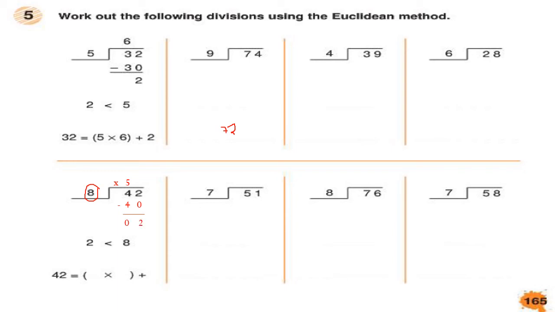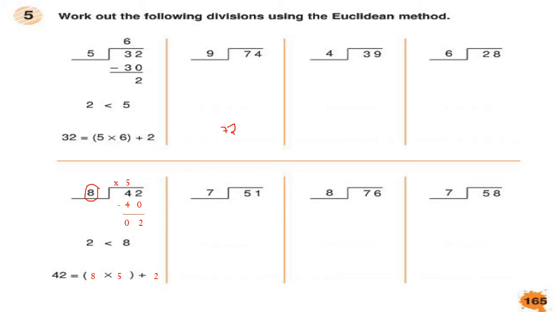4 minus 4, 0. Since 2 is less than the divisor, look, the remainder should be less than the divisor. If the remainder is not less than the divisor, then our work is wrong. So the remainder should be less than the divisor. Here I have 2 less than 8. So in this case, I can write the Euclidean writing. So 42 equals what? It's the divisor times the quotient, it means 8 times 5 plus the remainder 2. So I write here 2.